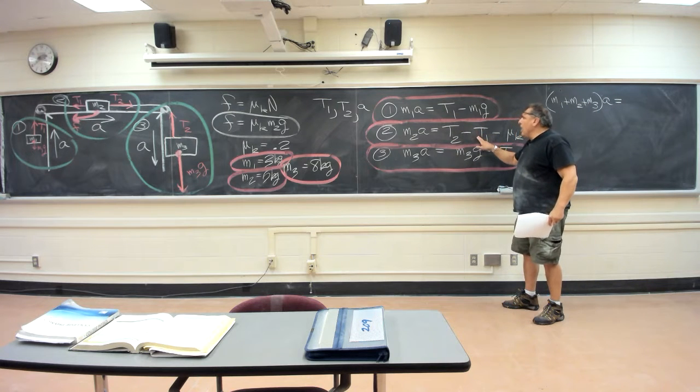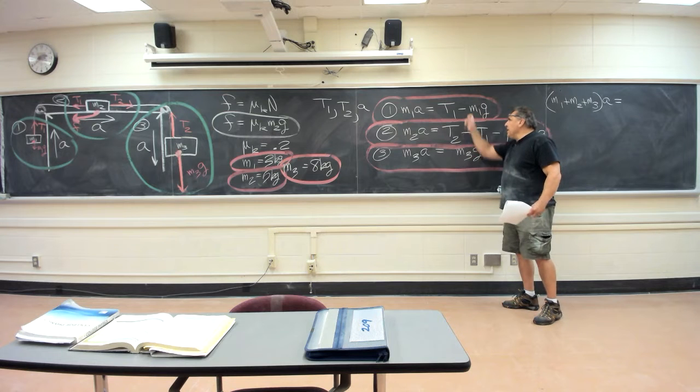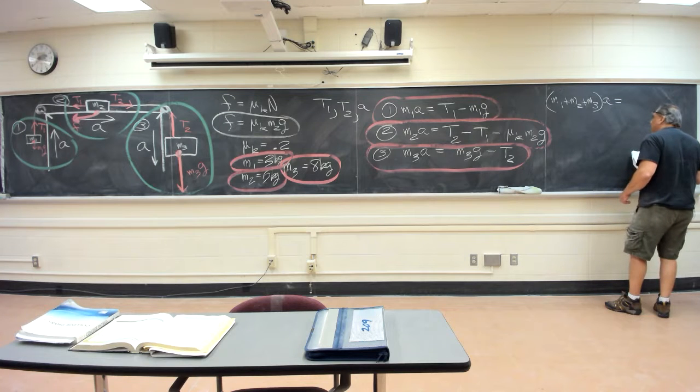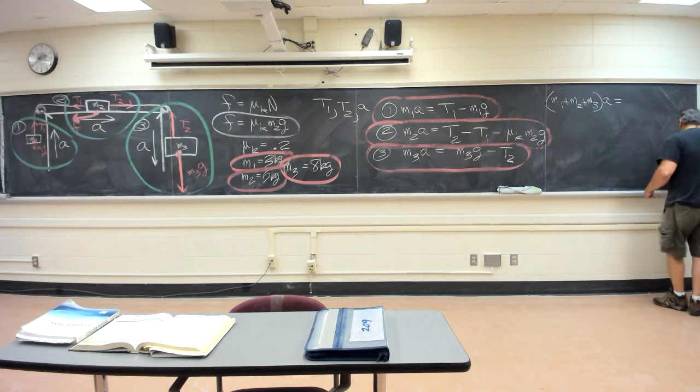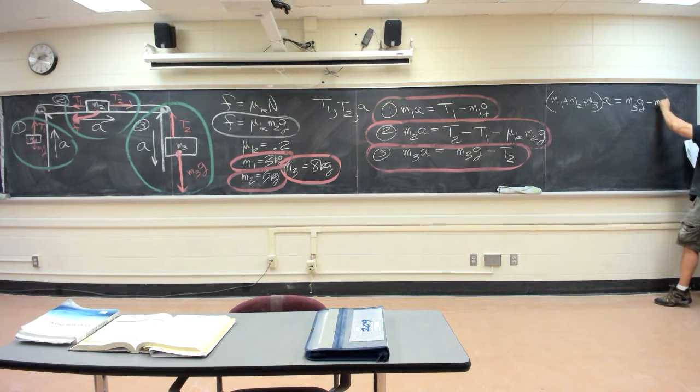T1 and a negative T1 is 0. T2 and a negative T2 is 0. So the T1 and negative T1 cancel, and T2 and negative T2 cancel. That's it. You've got M3G minus M1G minus mu sub k M2G. So what you have here, you write it down: M3G minus M1G minus mu sub k M2G. There's G's all over the place.